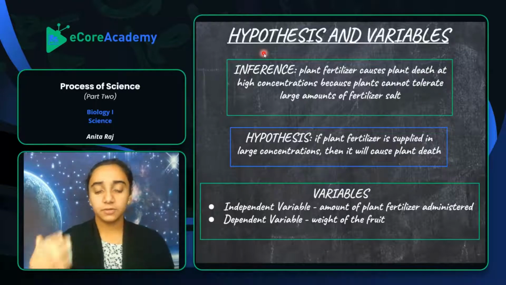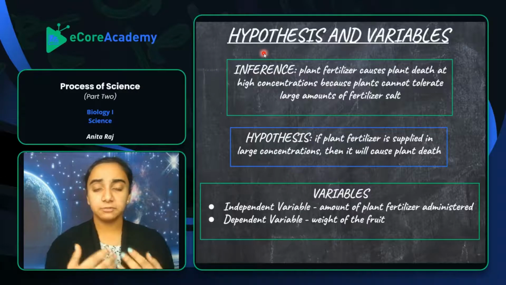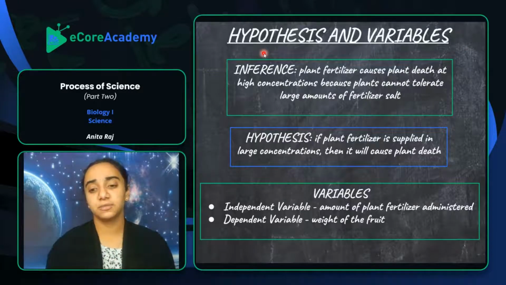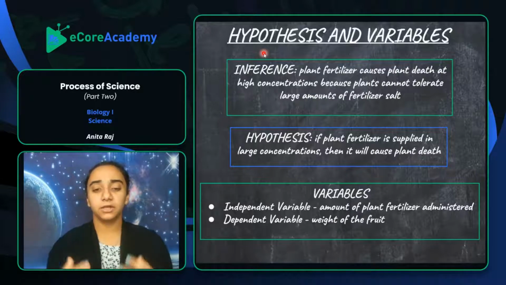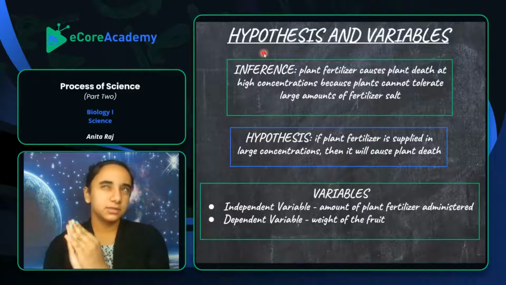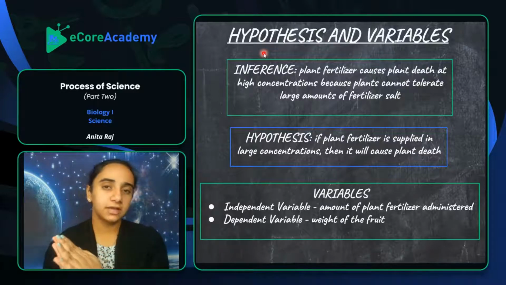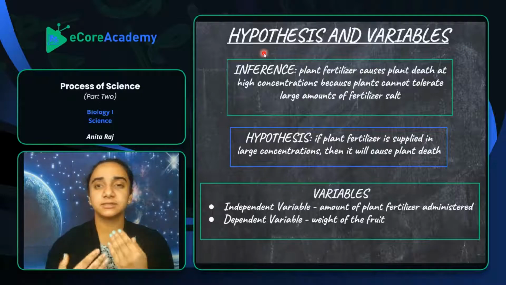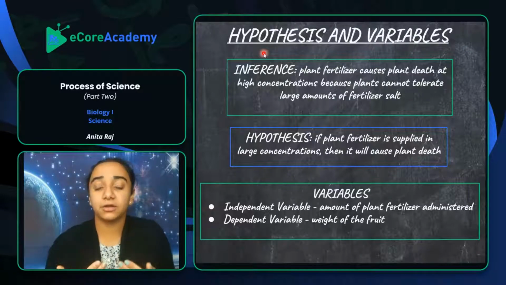Then we have the dependent variable. Remember, the independent variable is what we're manipulating. The dependent variable is the responding variable. So it's going to respond in accordance to the independent variable. Usually it's going to be some kind of quantitative data, because in the world of science, we use quantitative data to support our conclusions, just because we consider it more accurate than qualitative data.